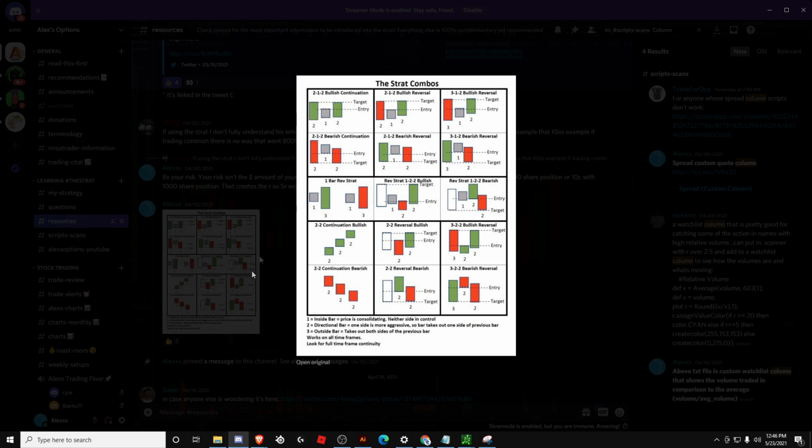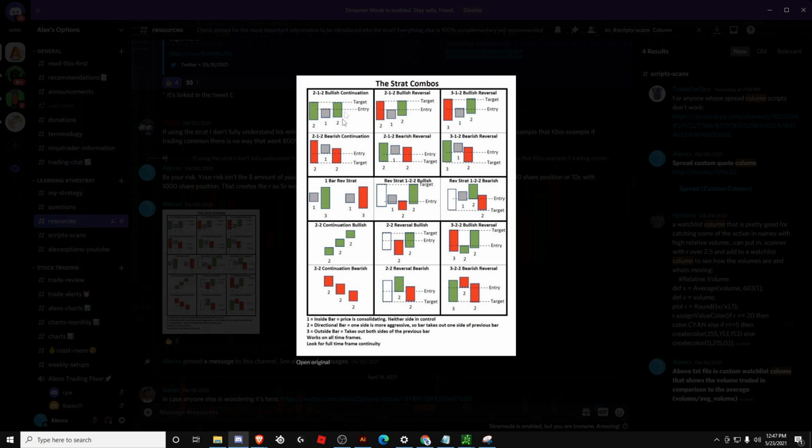And the nice thing about the strat is that since it's all universal truths, meaning this all has to occur within a market and it has to occur on a candlestick chart, you can use it on every single time frame, no matter what. You could use this on a decade chart and it'd still be the exact same as if you're using it on a minute chart.